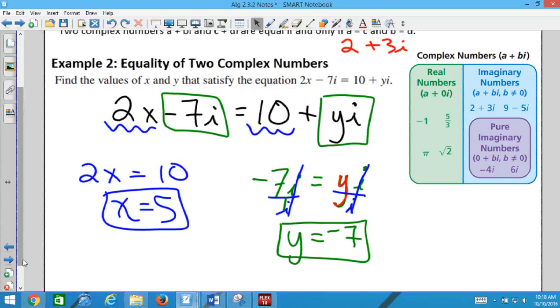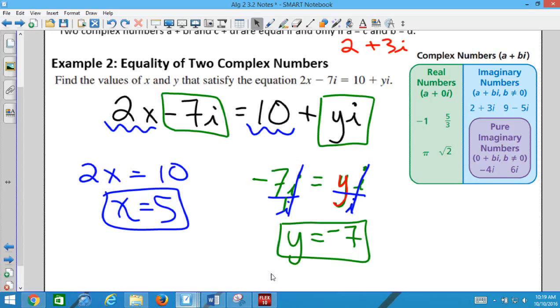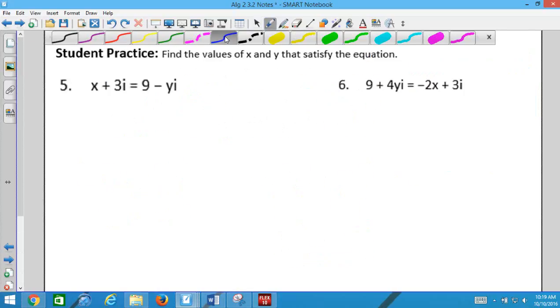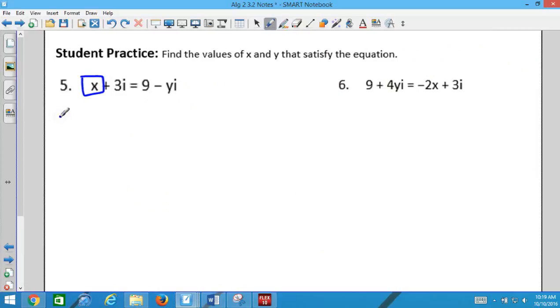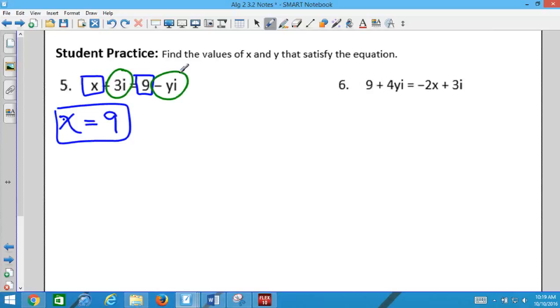All right, I'm going to work out the student practice, so at least that's recorded. Let's make sure I'm recording. All right, it's working. Okay, so we are going to take the real component and set it equal to the real component on the other side. x equals 9. That one's solved, done. And we take the imaginary component and set it equal to the imaginary component on the other side. 3i equals negative yi.